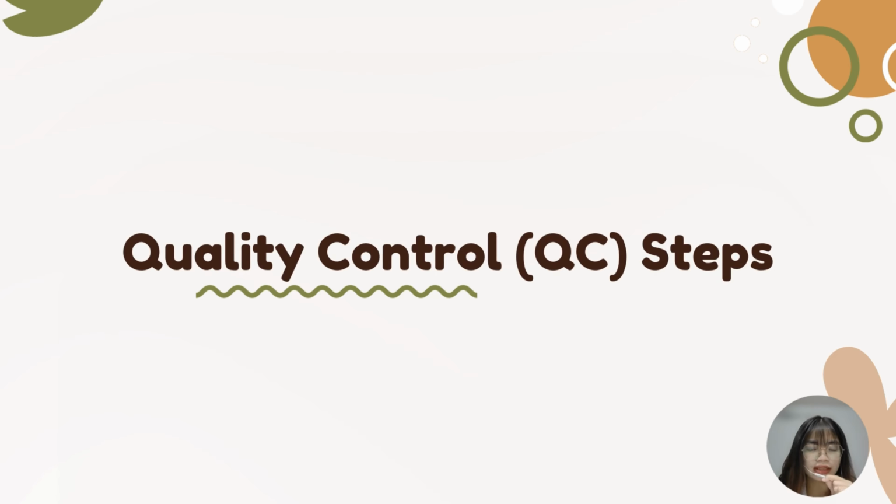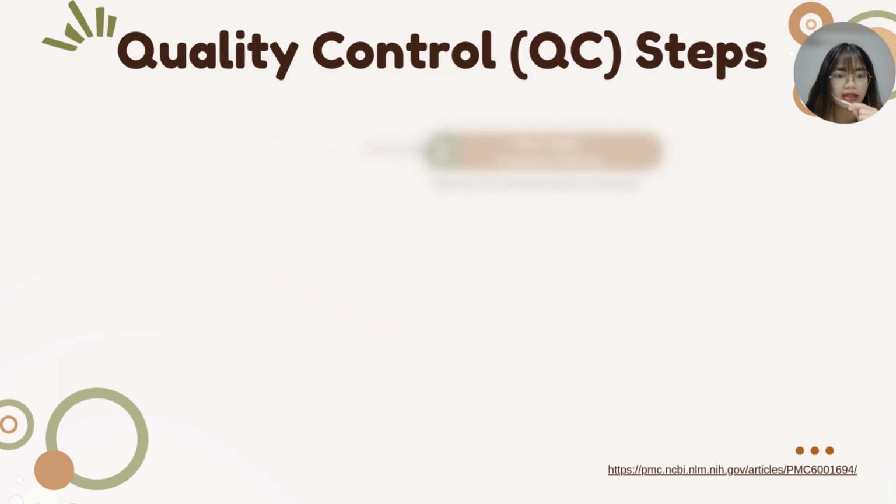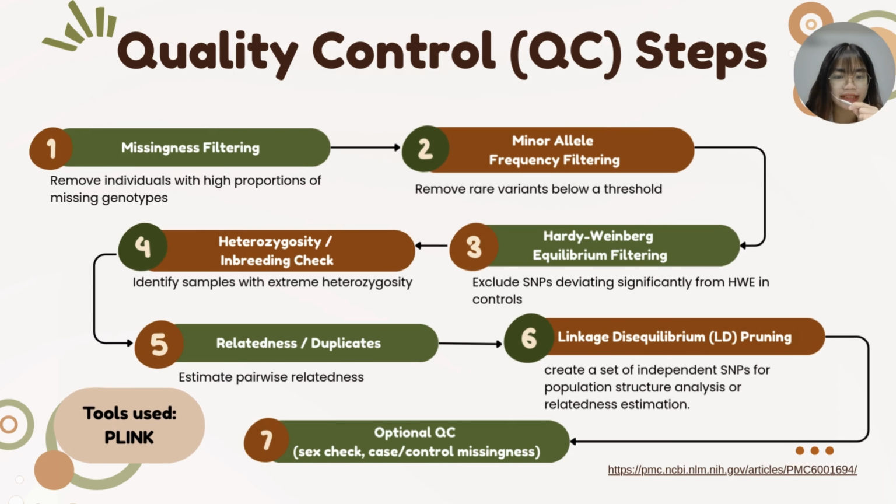Moving on to the quality control in the GWAS. It is a critical step in GWAS because poor data can lead to false associations. We filter individuals and SNPs based on missingness, remove rare variants with very low minor allele frequency, and exclude SNPs that deviate from Hardy-Weinberg equilibrium.